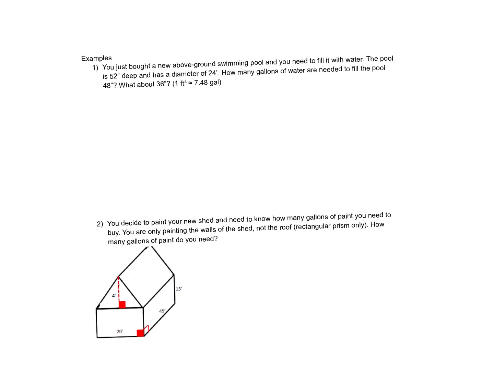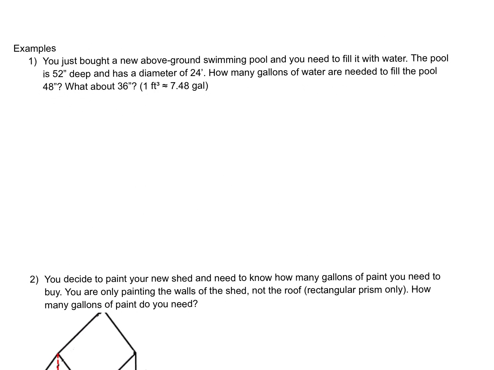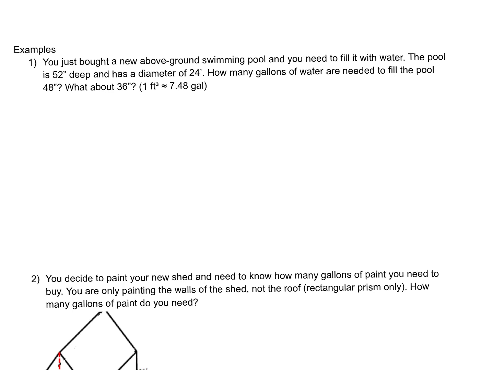So let's take a look at a couple examples. So in our first example, you just bought a new above ground swimming pool and need to fill it with water. The pool is 52 inches deep and has a diameter of 24 feet. How many gallons of water are needed to fill the pool to 48 inches, and what about 36 inches? And just because we are talking about gallons of water, 1 cubic foot is about 7.48 gallons, because we will need that. So anytime you buy an above ground swimming pool, you want to think of it as a cylinder.